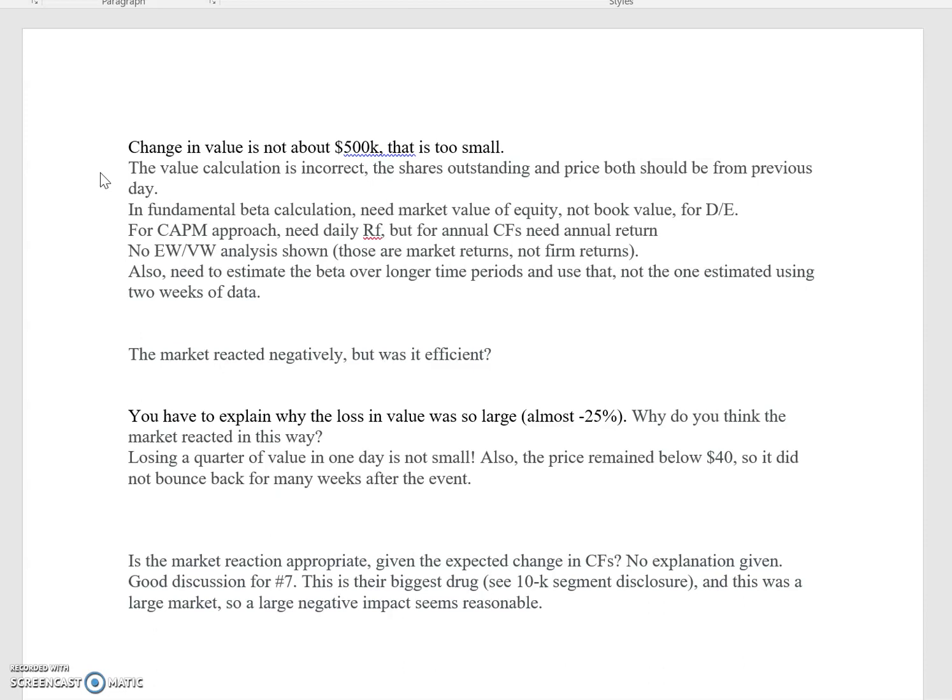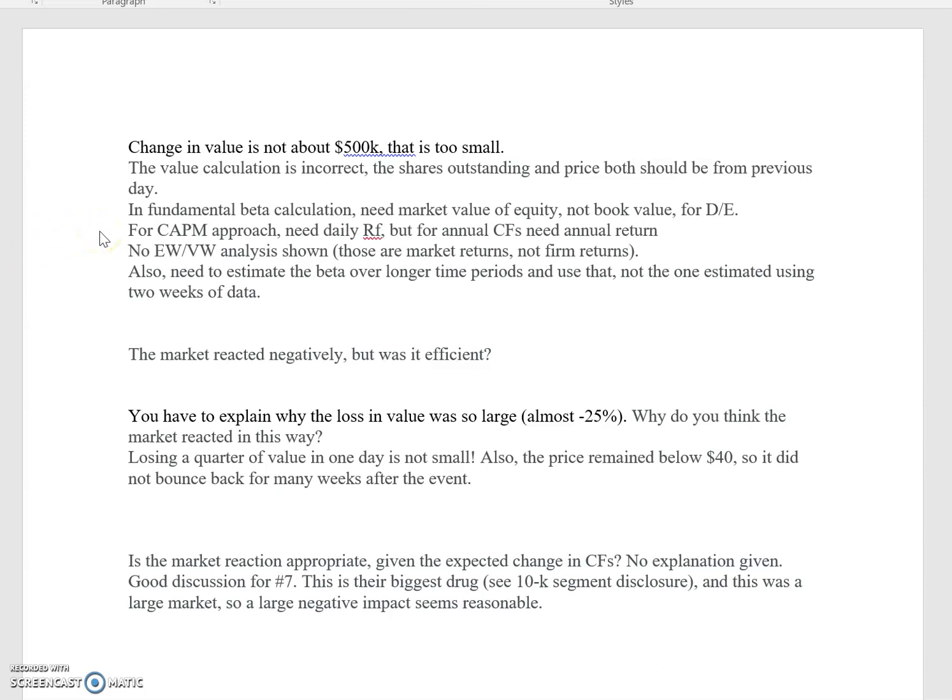A couple of students had this issue. So when they calculated the fundamental beta, they used the book value of equity in calculating the debt to equity ratio. So you should be using the market value of equity, not the book value.